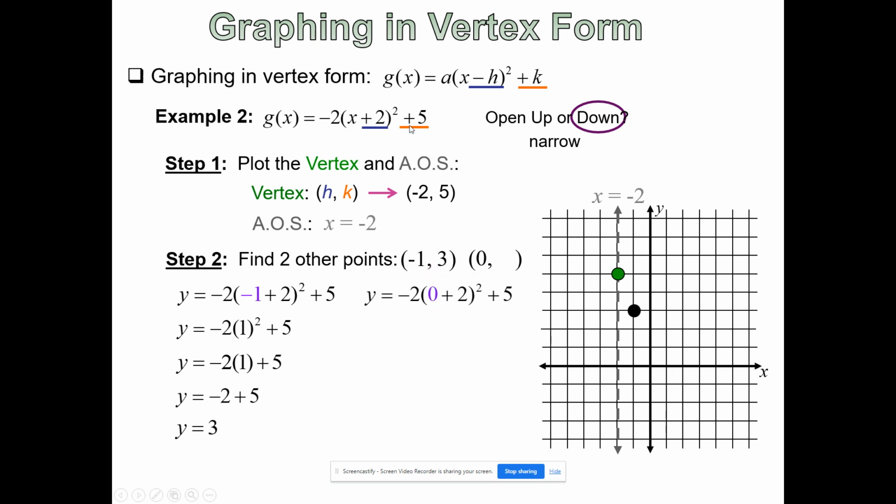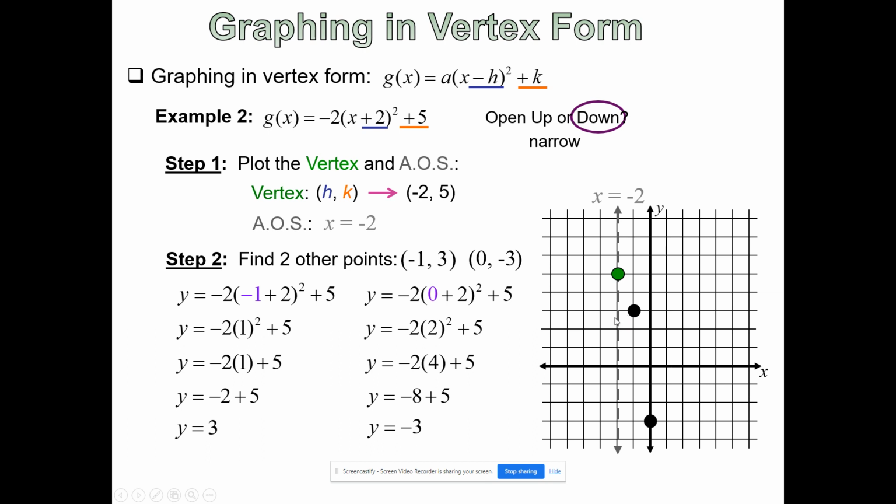So I'm going to plug in 0 into my function. So I do parentheses first. I get 2. Exponent, 2 squared is 4. Multiply here, I get negative 8. Negative 8 plus 5 is negative 3. So my y value for 0 is 0, comma, negative 3. So there's 0, negative 3.